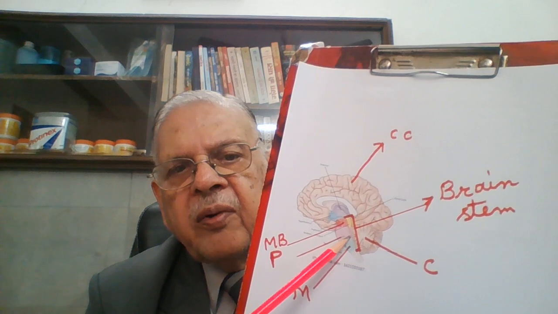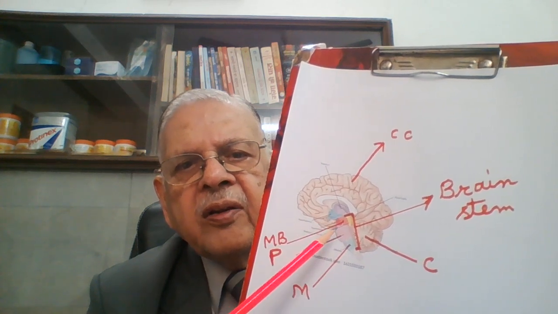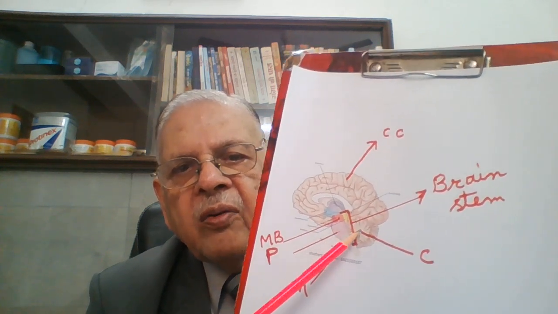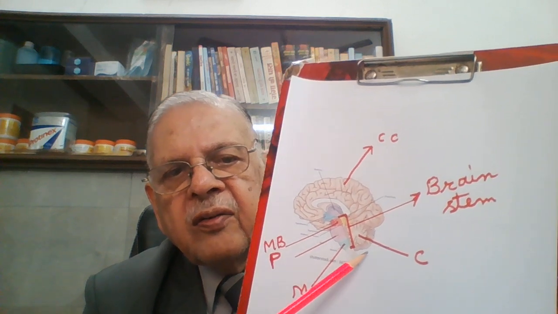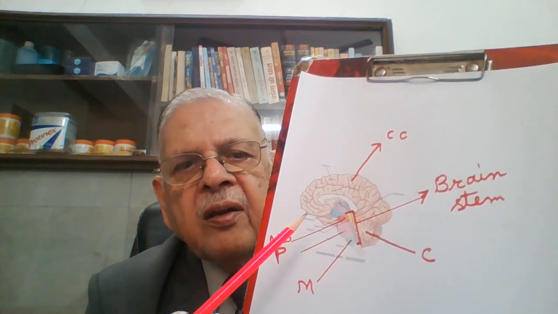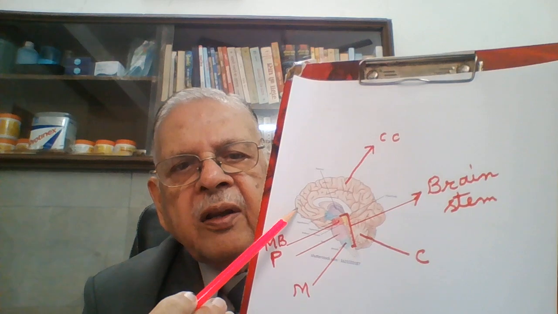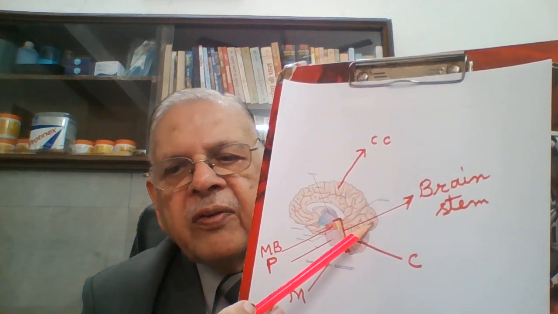So I have told you some of the important parts of the brain. There are many others I am not talking about, but you also understand that this is the front part of the brain and this is the back part of the brain.